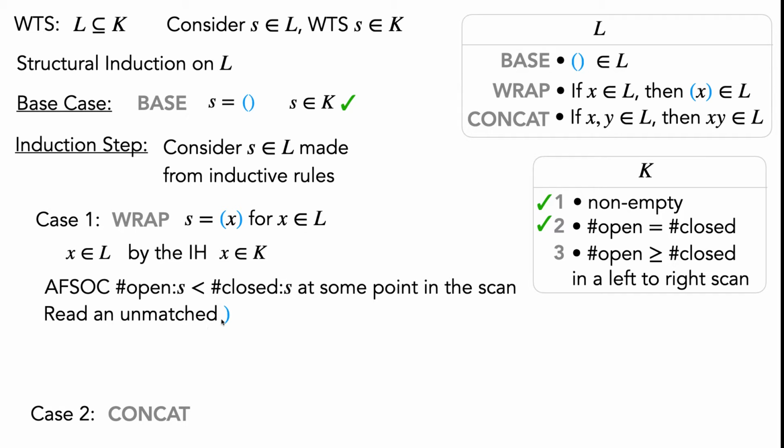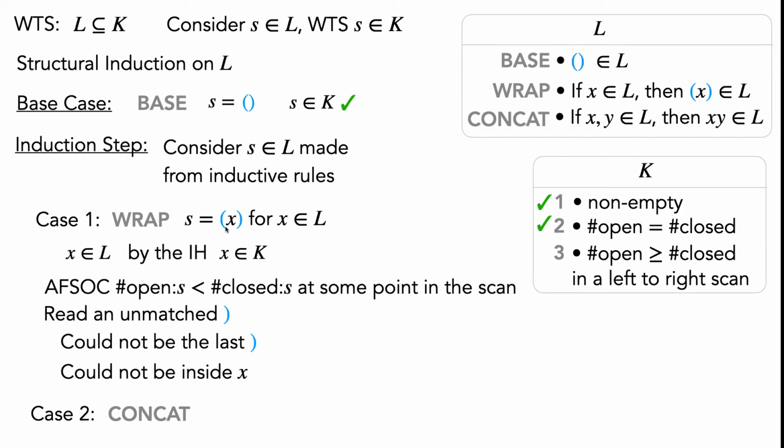Well, we know that this unmatched closed paren can't be the very last closed paren, because we already satisfied property 2, so the number of open is equal to the number of closed by the time we reach the last paren. But we also know that this unmatched paren can't be inside of X either, because X is in K, so it satisfies property 3.